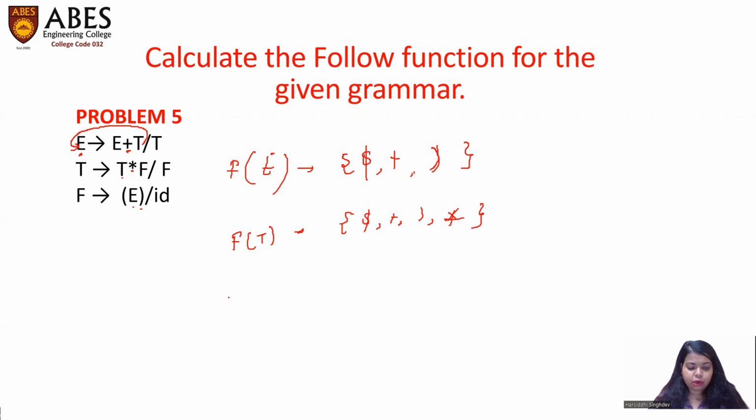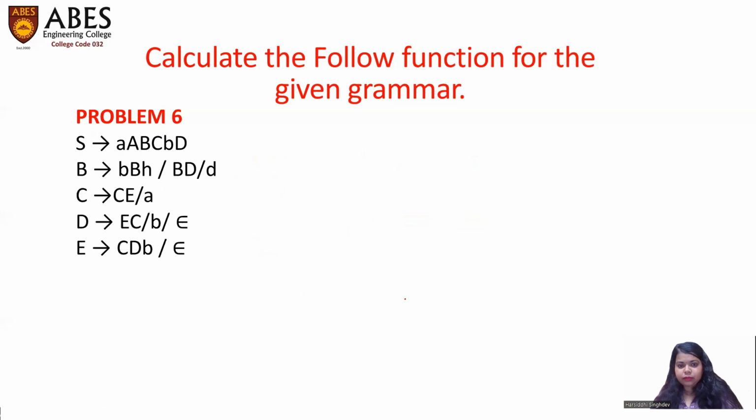Now we have to find follow of F. We have to check where F comes in the right hand side. After F we have no other symbol left. So follow of F will be follow of T. So we can write follow of F will be dollar, plus, closing bracket and multiplication symbol. Okay. Now this is the case based on rule number 3, in which epsilon is coming. So we have to first calculate the first function and then check the follow correspondingly.